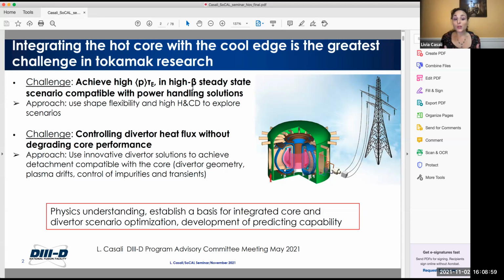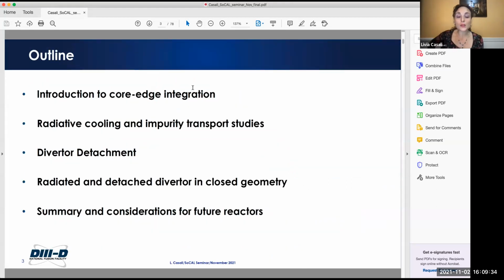And for this, we try to use innovative divertor solutions to achieve detachment compatible with the core, using as actuators divertor geometry, plasma drifts, control of impurities and transients. So what we do in core edge right now is really try to dive deep into the physics understanding and try to establish a basis for integrating the hot core with the divertor, scenario optimization, and develop tools for predictive capabilities.